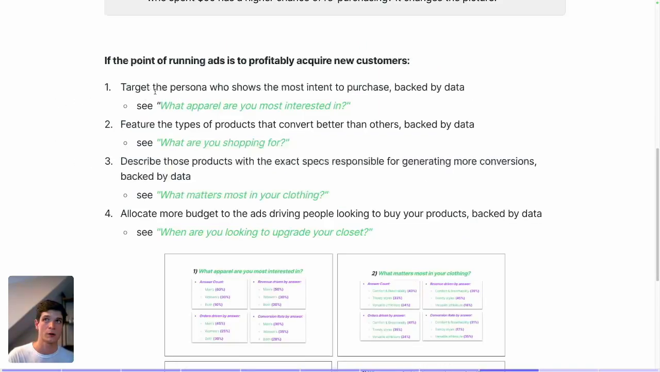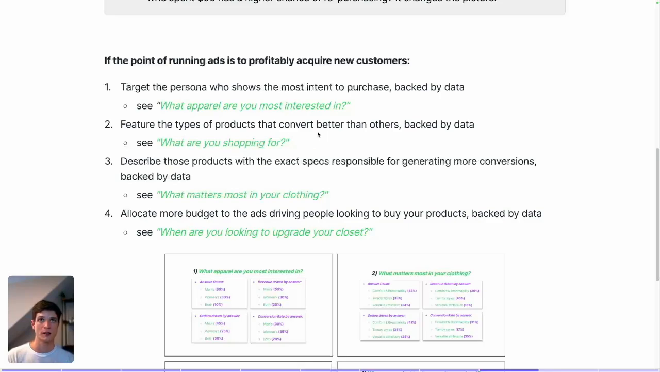So for example, if we want to target the persona who shows the most intent to purchase, we look at what apparel are you most interested in. We see that men's have by far the most answers, by far the most revenue, by far the most orders, and not the highest conversion rate, but still nonetheless a healthy conversion rate. So the persona that shows the most intent to purchase in this example would be people shopping for menswear.